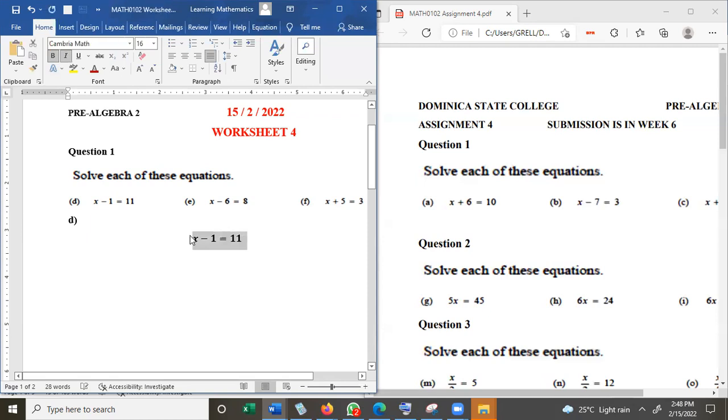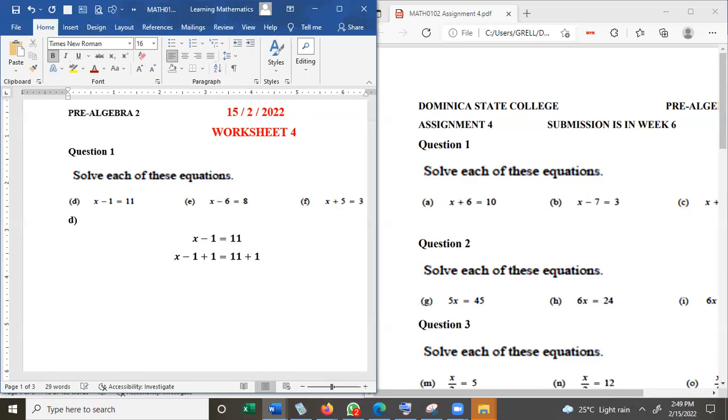So in order to cancel out a negative 1, we have to add 1. We have to do the opposite. Negative 1 plus 1 is 0. But if we add 1 on the left side, for the balance to maintain, we have to add 1 on the right side. What you do on the left side, you have to do on the right side. I'm just repeating, we're adding 1 just to cancel out a negative 1. But if you add 1 on the left, you have to add 1 on the right.